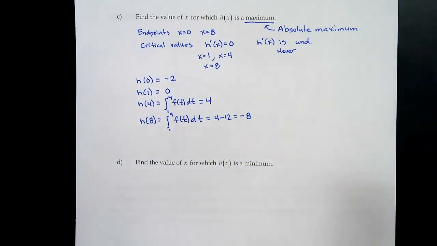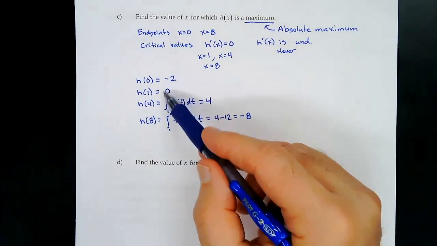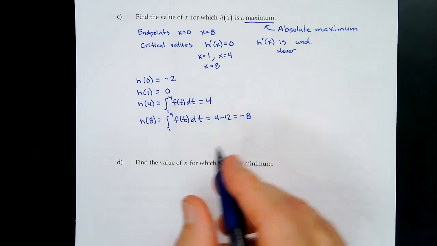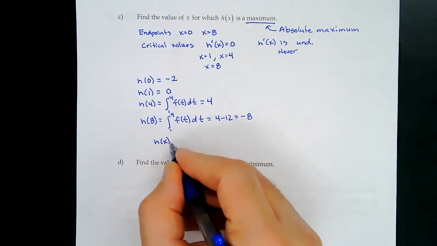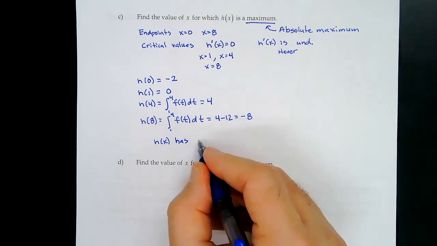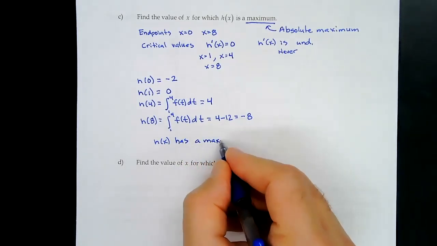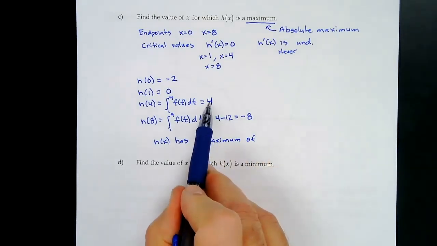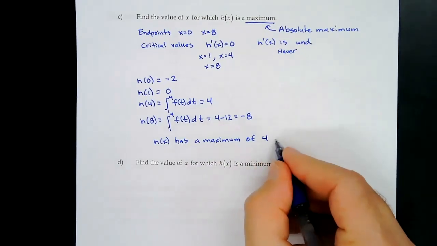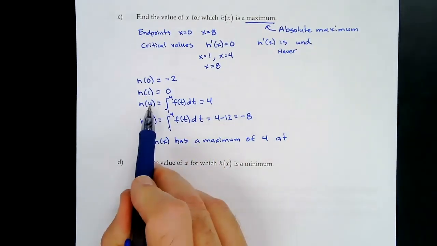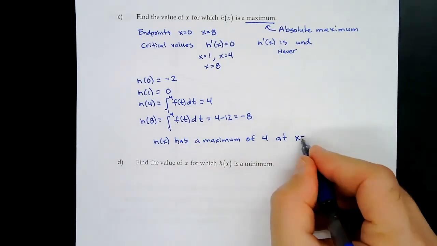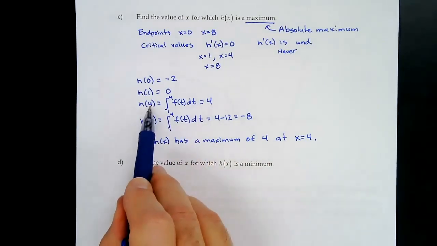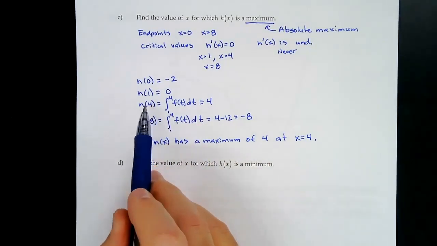Okay, so I was asking for the biggest one, right? And so the biggest one of these is 4. All right, so the biggest one is 4, and it's happening at x equals 4. So we would say h of x has a maximum of 4, and it's occurring at x equals 4. Keep in mind, this is the maximum value. This is where it's happening. They just happen to be the same value, right? They're both a 4.